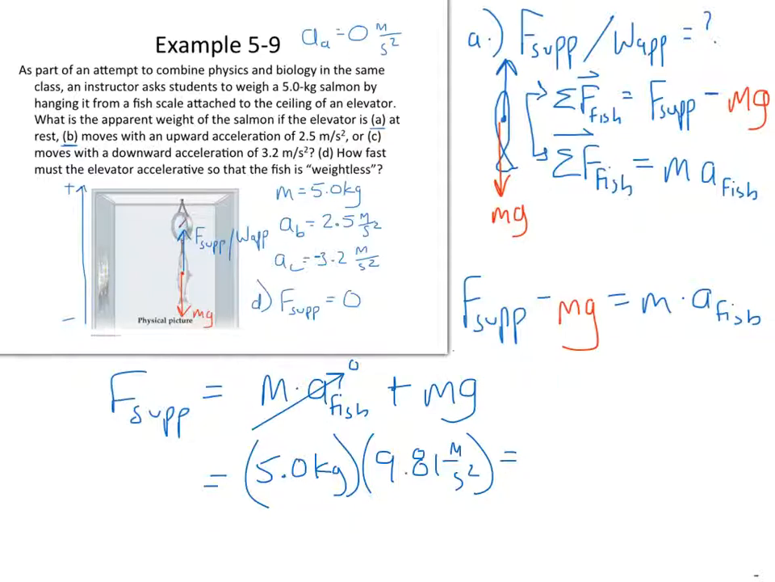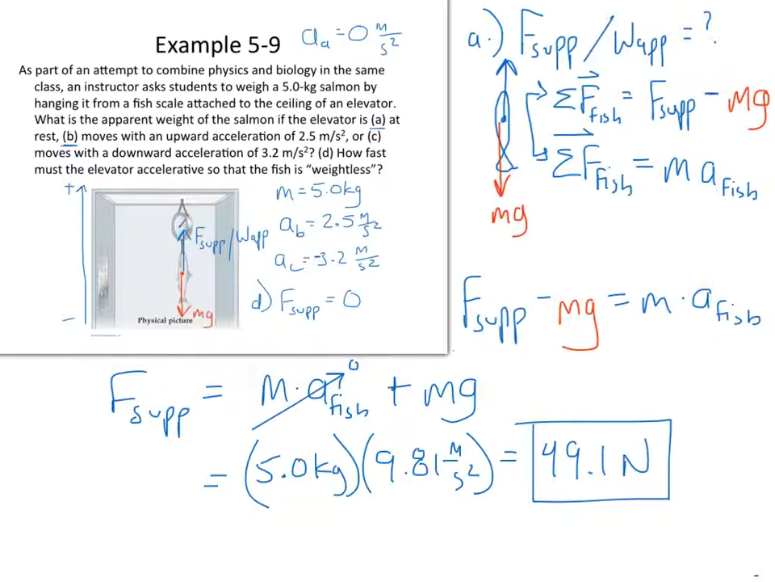9.81 times 5.0 is 49.05. I'm going to round that to 49.1 Newtons, right? Not meters per second. Newtons. And that is what the scale is going to register. That's what the fish weighs when it's at rest.